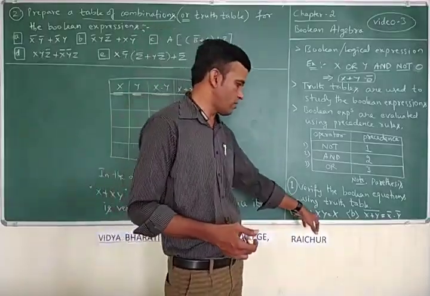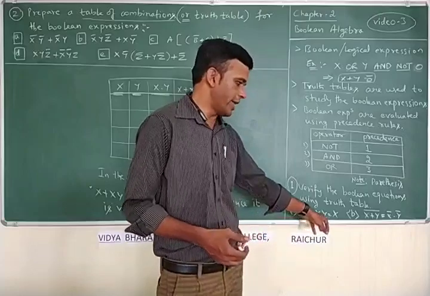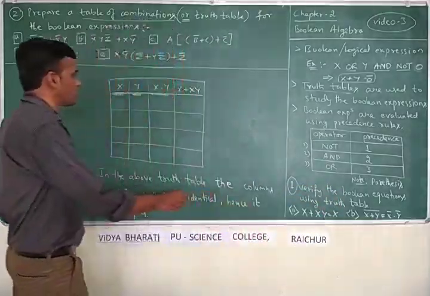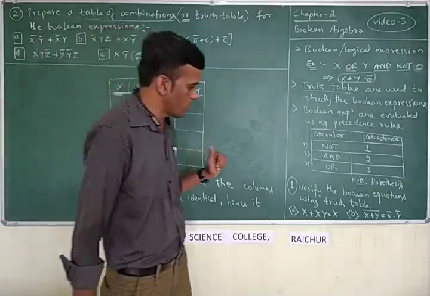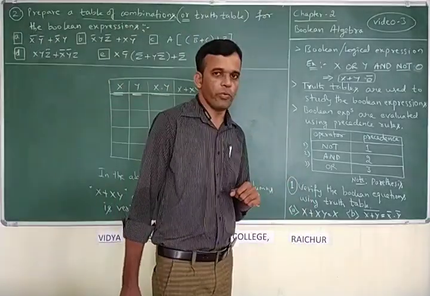Let us take the first problem: x plus xy equals x. Here I have already written the truth table. Here it is about two different variables.